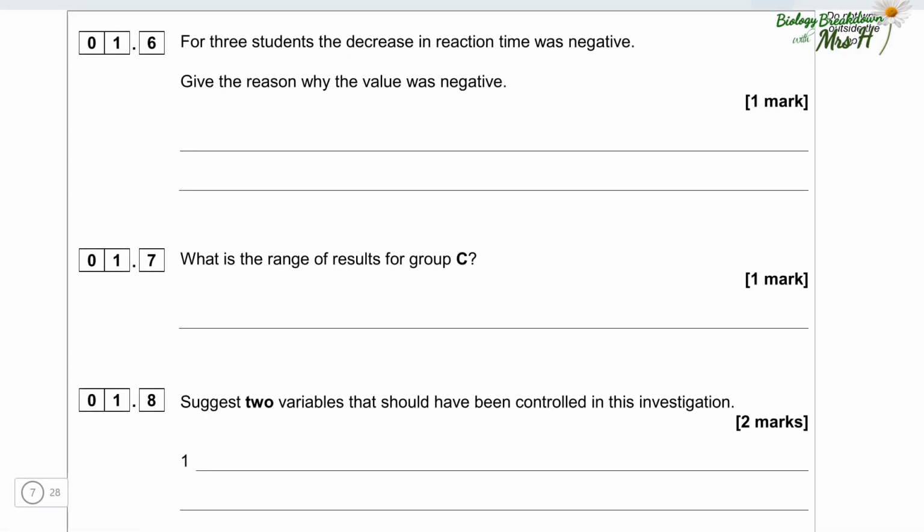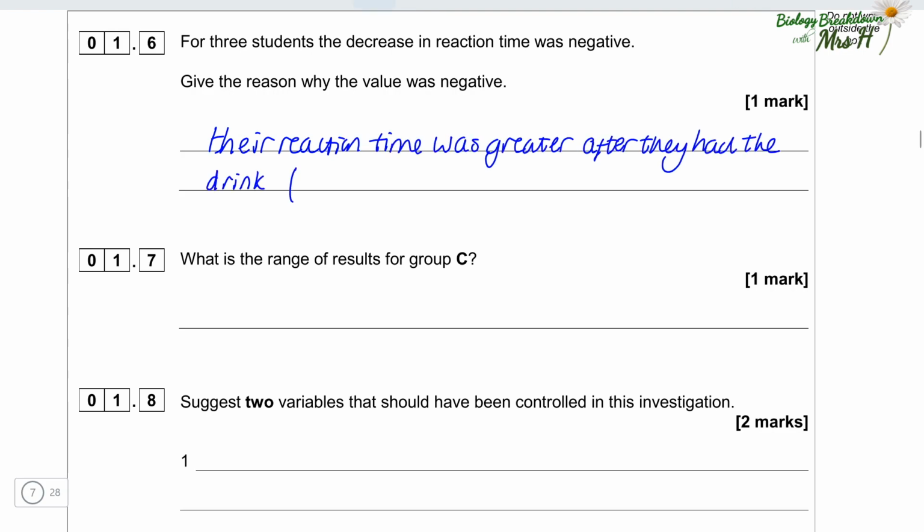For 3 students, the decrease in reaction time was negative. Give the reason why the value was negative. Well, if their reaction time was greater after they actually had the drink, then they're actually slower.